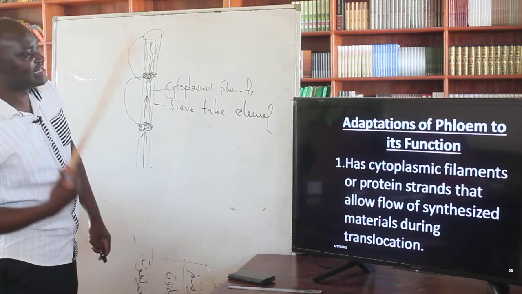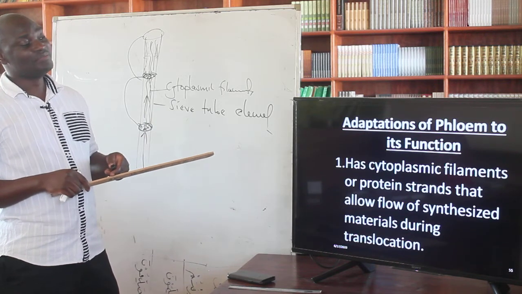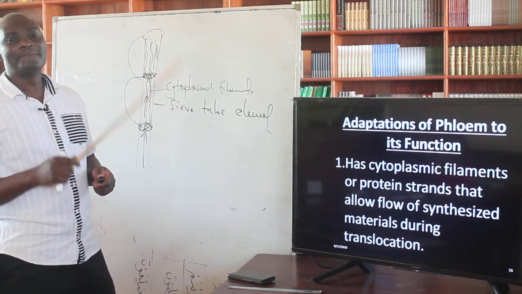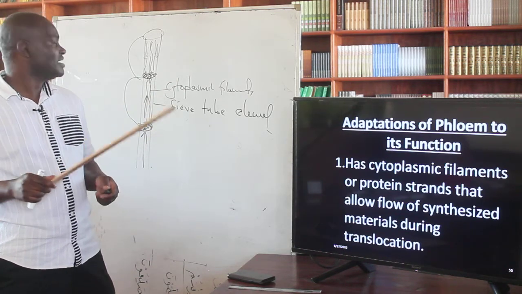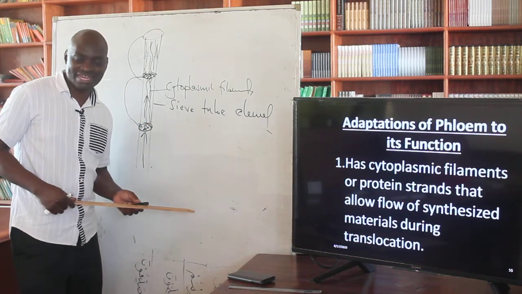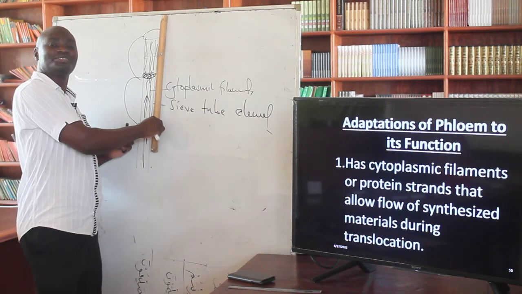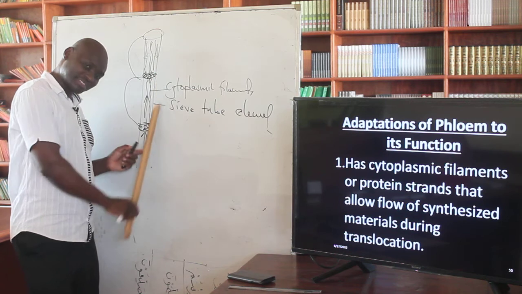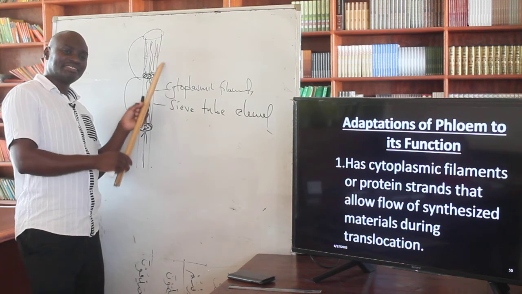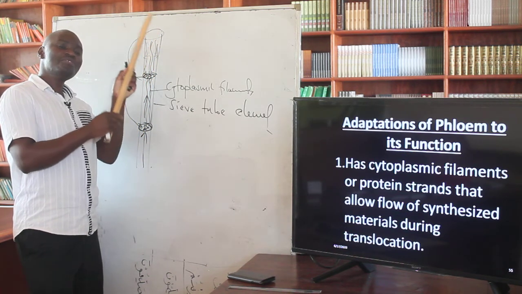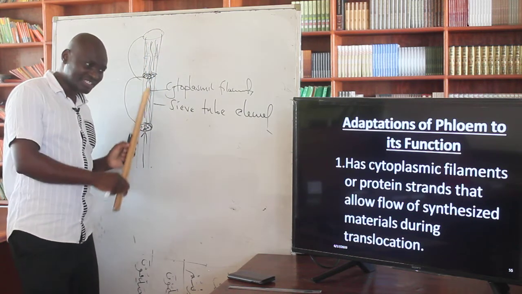Let us look now at the adaptations. How is this structure modified to perform its function? And its function is translocation. Remember, translocation occurs in both directions. Translocation occurs both upward towards the leaves and downwards. Meaning the stored food in the roots can move upward to the leaves. The stored food or the manufactured food in the leaves can also move downwards.